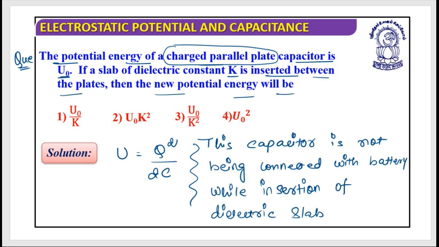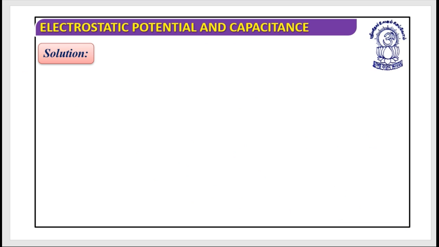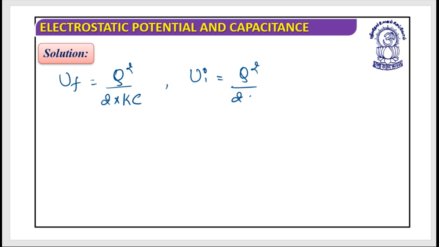So charge remains the constant. Did you remember this? Great. So my charge remains the constant, but capacitance will increase. So my final energy would be equal to Q square by 2 multiplied by, I know that capacitance will increase by K times. So if I take a ratio, U initial is Q square by 2C.